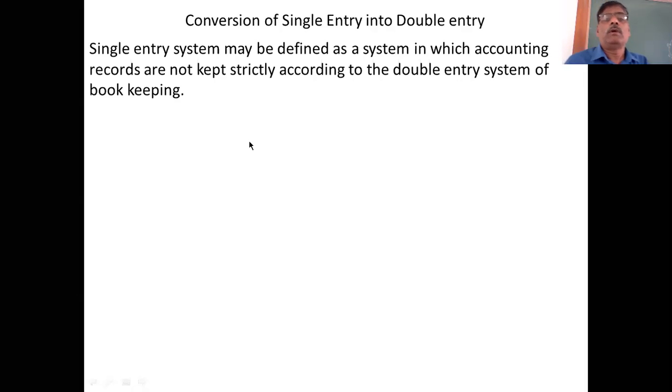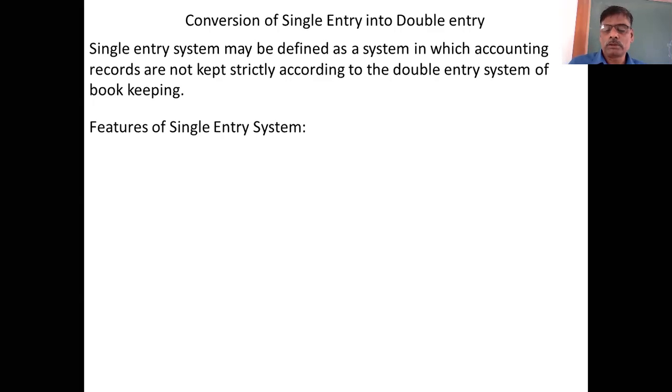So single entry system may be defined as a system in which accounting records are kept not strictly according to the double entry system. Remember this point. Not strictly according to the double entry system, that is called single entry system of bookkeeping. And there are three types of single entry system. One is pure single entry, second is simple single entry, and third is quasi single entry system, as already explained.